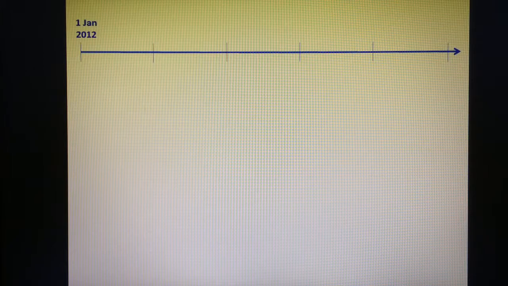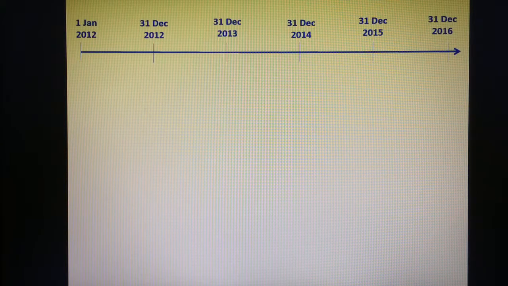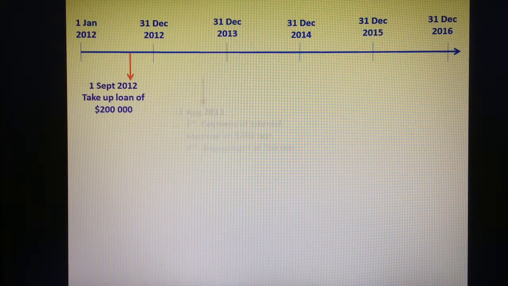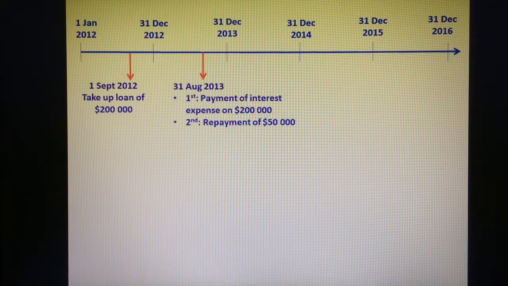Let's use a timeline to better understand the payment of the interest expense. The financial year starts on 1st January 2012 and ends on 31st December every year as shown in the timeline. It is on 1st September 2012 that the business took up a loan of $200,000. On 31st August 2013, two things happened. First is the payment of interest expense on $200,000, and second is the repayment of $50,000.